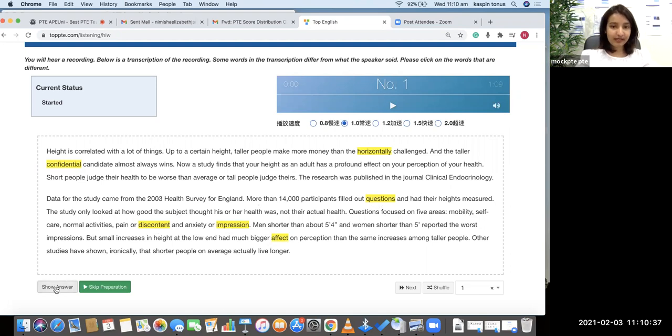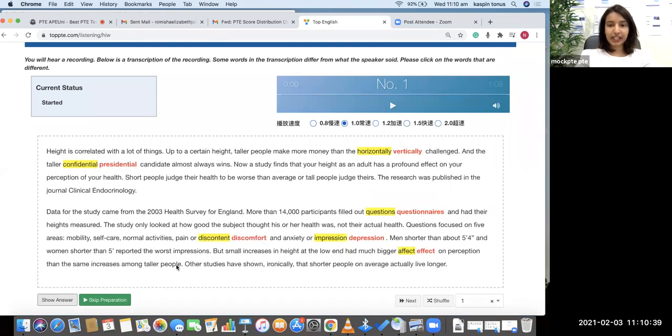I'll just show you the answer as well. Yeah, so I actually got all the words right. So I have each word 1 point. So I get 1, 2, 3, 4, 5, 6 points. I'll be getting 6 out of 6 points.